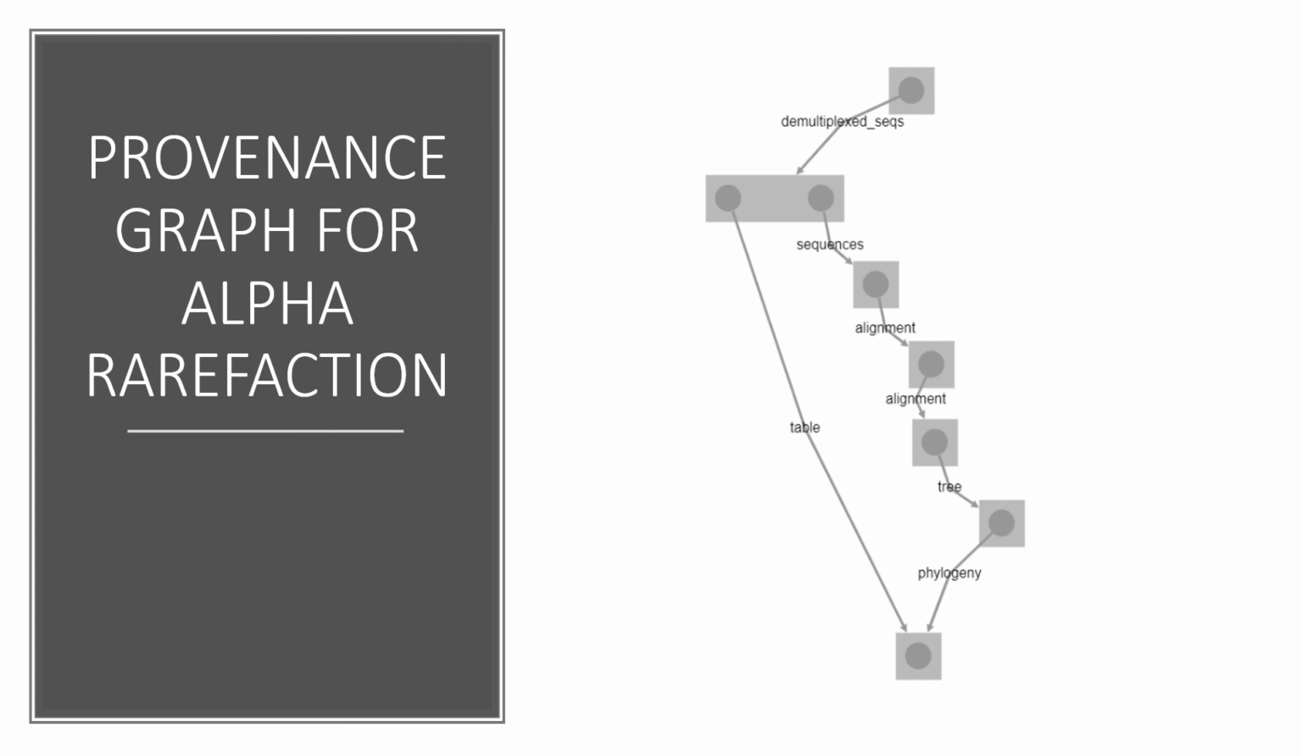Well, these are just the plots, but in the background this is what it's exactly doing. In the background, these are the steps that are followed for providing the provenance graph for the alpha rarefaction. So this is the process that is followed by the model.